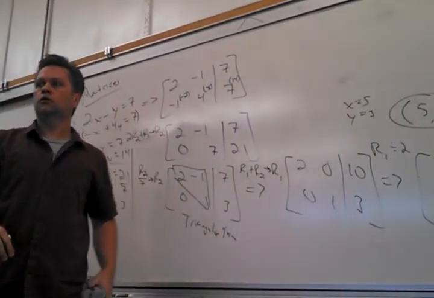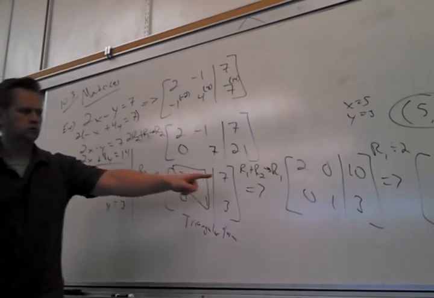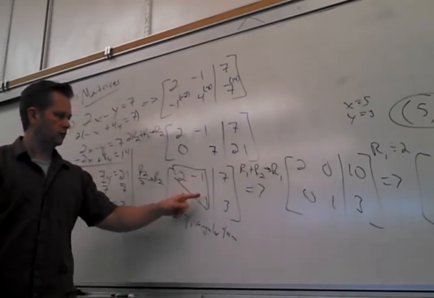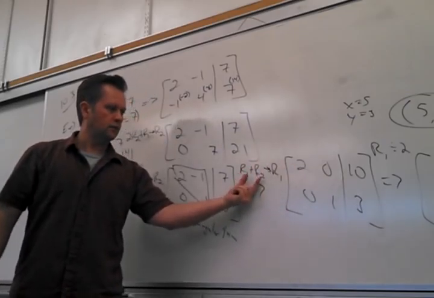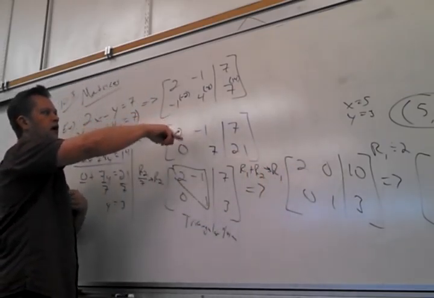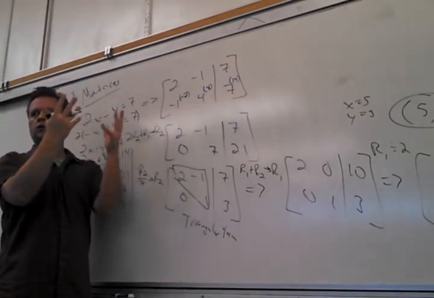Can you explain the fourth one again? Like how you did the R1 plus R2? Here? Yes. So 2 plus 0 is 2. Negative 1 plus 1 is 0. 7 plus 3 is 10. Because I add them and I put the result in row 1. Now, real quick, right here, I could have added these and put the result in row 1 and kept row 2. It doesn't really matter.